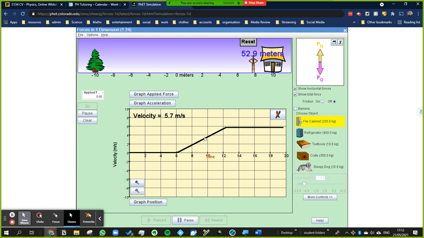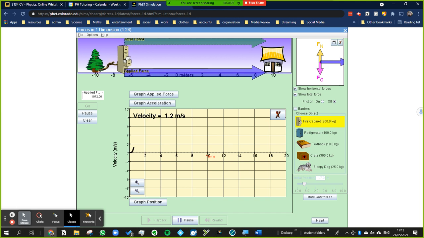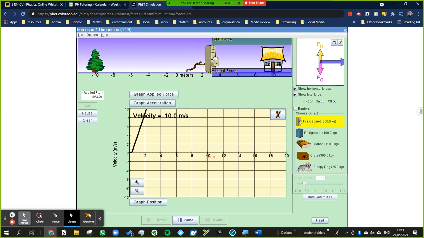That's what it would look like if it was accelerating. I'm just going to reset it though, and then I'll show you. I'll have a look at yours. So now I'm going to apply it with a bigger force, and you can see the velocity increases at a faster rate.